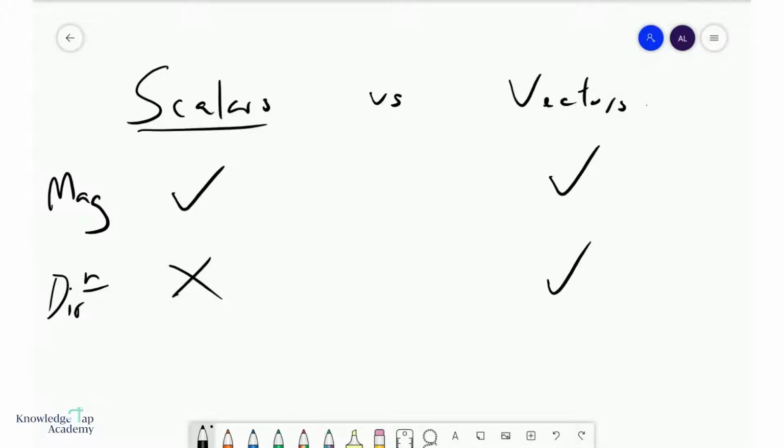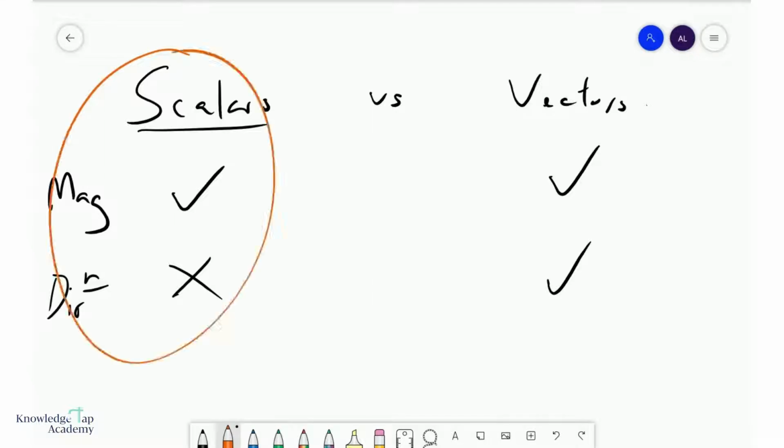So very simply put, let's give some examples of scalars. Common examples of scalars include things like temperature. Temperature can be completely understood by just giving it a number. There's no such thing as temperature like 4 degrees Celsius to the left or to the right. That doesn't make sense, right?